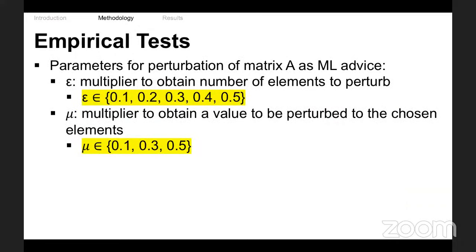Also in our testing, we will be using a set of values for epsilon and mu. For epsilon, we would be using 0.1, 0.2 up to 0.5, which corresponds to 10%, 20%, up to 50% of the elements of the matrix to be perturbed in our machine learning model simulation. And then mu will be a multiplier with the values of 0.1, 0.3, and 0.5. So these values would be used later.